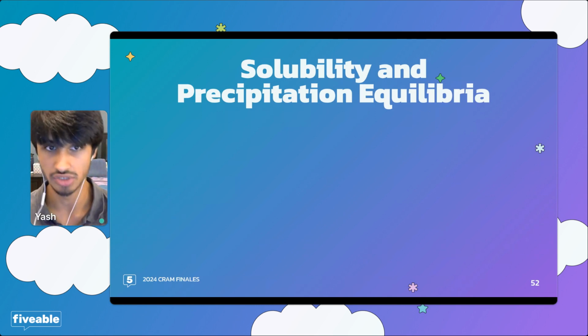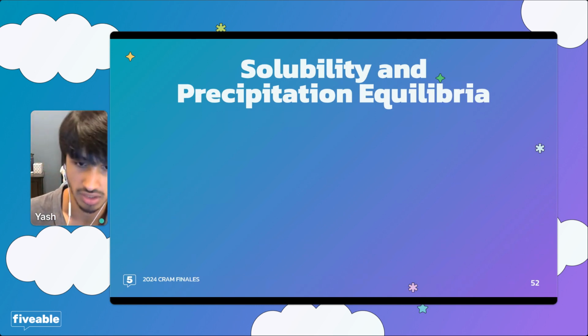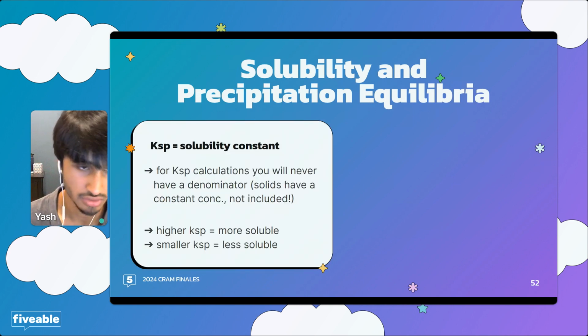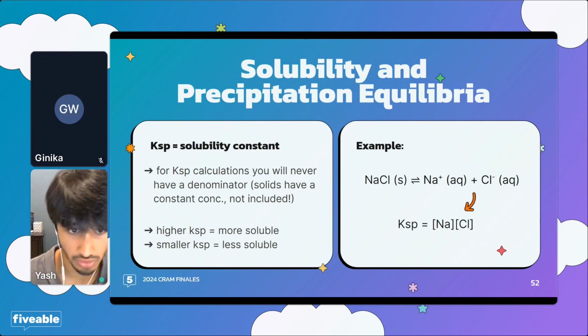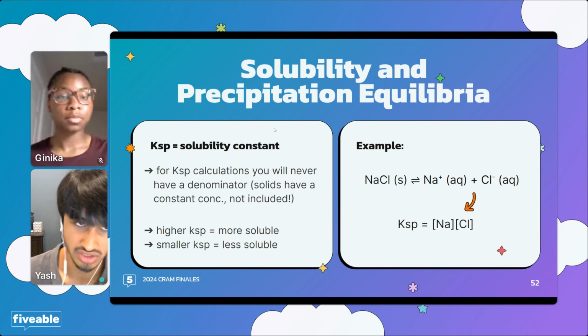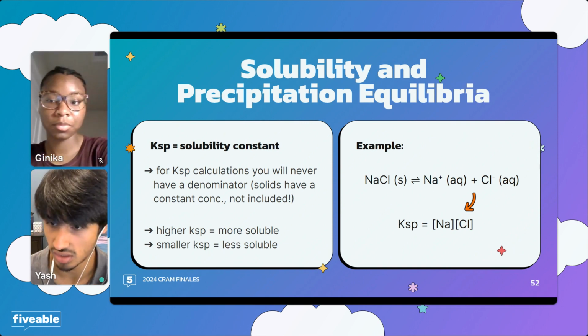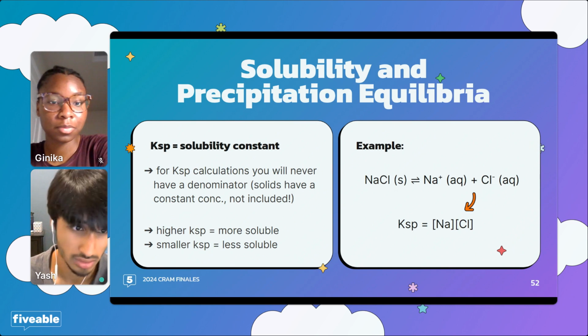All right, solubility and precipitation equilibrium. So this is another big part of equilibrium. It's the solubility. So Ksp is just your solubility constant, right? So for Ksp calculations, you're never going to have a denominator, because the denominator would be a solid, and the activity of a solid is just 1, right?